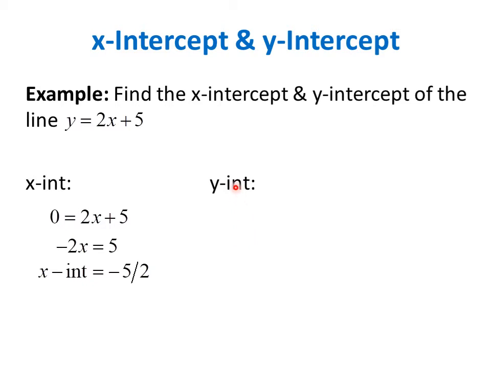For the y-intercept, this is a y value, remember? So we have to make x equal to 0. So y equals 2x. X is equal to 0, so we have 2 times 0, and then plus 5. Now to solve for y, y is already isolated, so we just have to simplify the right side. Since 2 times 0 is 0, the y-intercept is equal to 5.